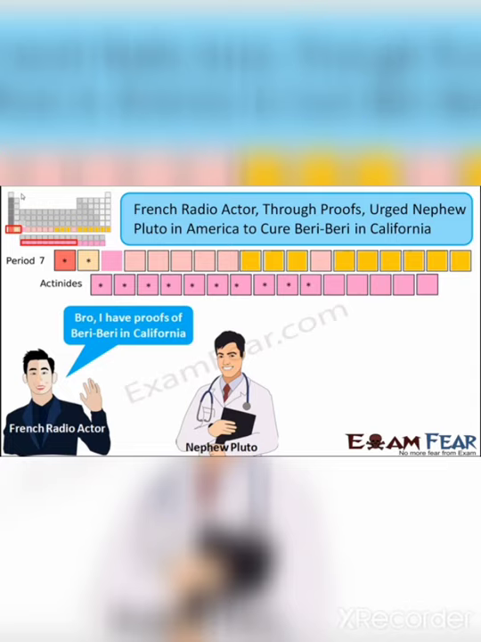And here we see a French radio actor who's telling that, bro, I have proofs of beriberi in California, and he is trying to inform his nephew named Pluto who lives in America. So our tip here is: French radio actor through proofs urged nephew Pluto in America to cure beriberi in California.